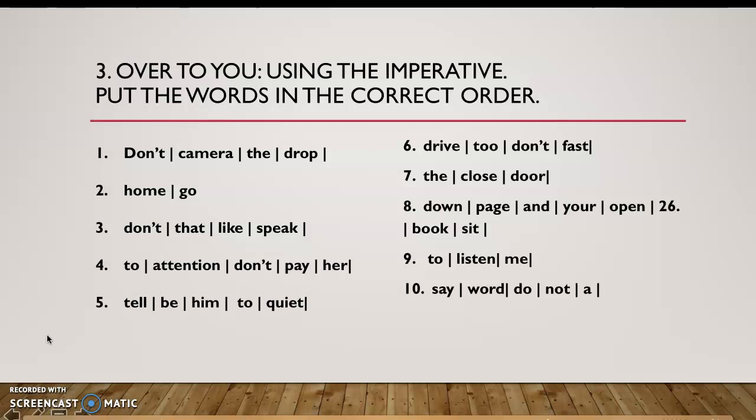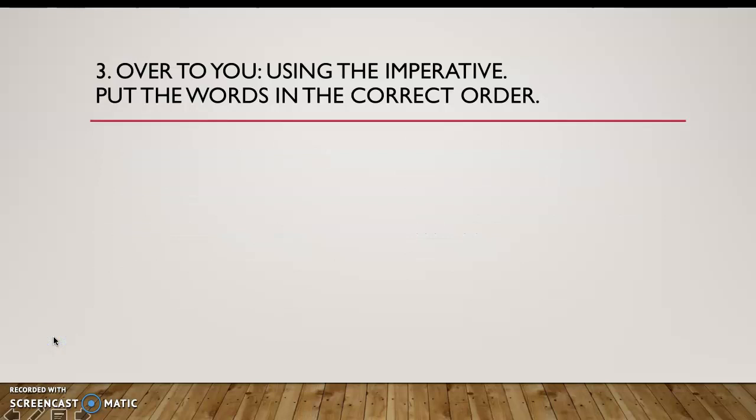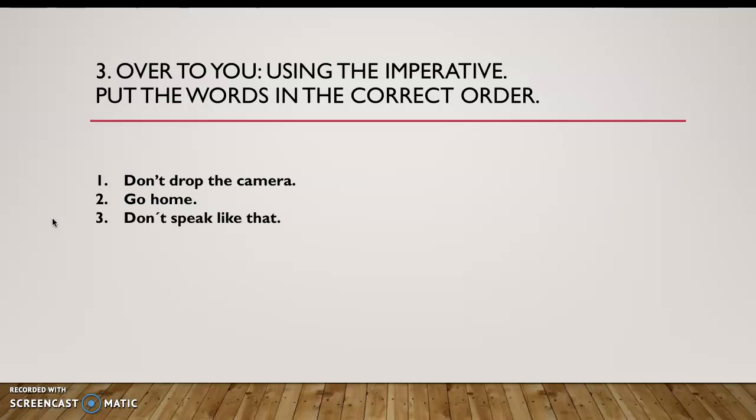Right, are you ready then? Let's just check the answers then. See if you got the same as me. Don't drop the camera. As I said before, this is a negative imperative. It's don't plus the verb and then some more words. In this case, don't drop the camera. Let's look at the others. Go home. Don't speak like that. Don't pay attention to her. And tell him to be quiet. Did you get the same answers?